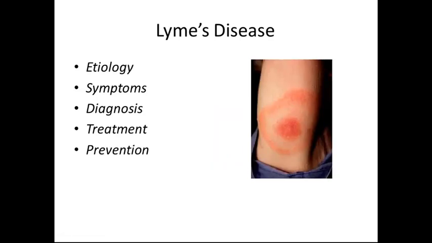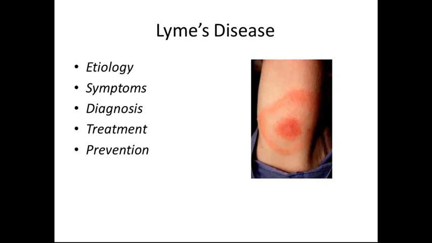Lyme's disease. The etiology is that it is caused by the Borrelia bacteria and is transmitted to humans by deer or black-legged ticks. Symptoms are flu-like, arthritis, malaise, chills, and fever. You will sometimes see a bullseye skin rash, as seen in the picture on the right. However, this rash usually appears days or weeks after the initial bite.